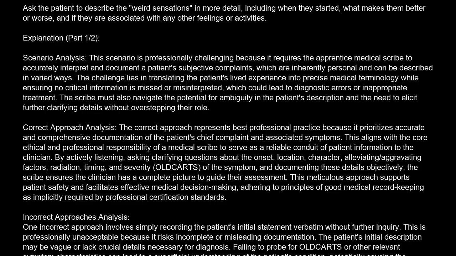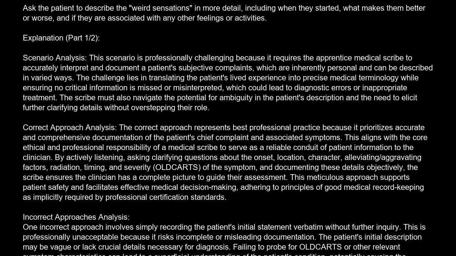By actively listening, asking clarifying questions about the onset, location, character, alleviating/aggravating factors, radiation, timing and severity, OLD CARTS, of the symptom, and documenting these details objectively, the scribe ensures the clinician has a complete picture to guide their assessment. This meticulous approach supports patient safety and facilitates effective medical decision-making, adhering to principles of good medical record-keeping as implicitly required by professional certification standards.